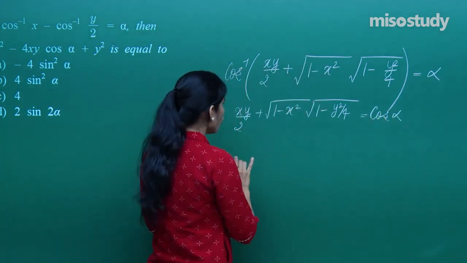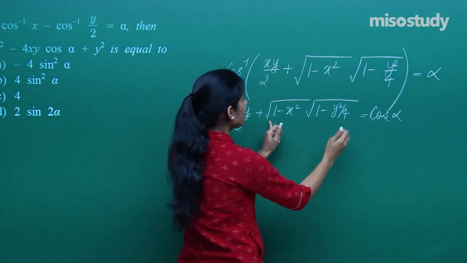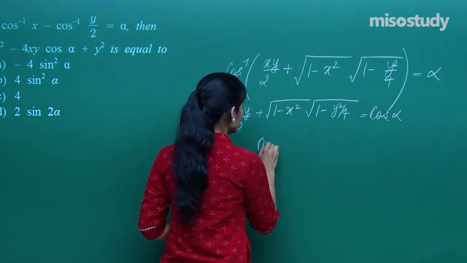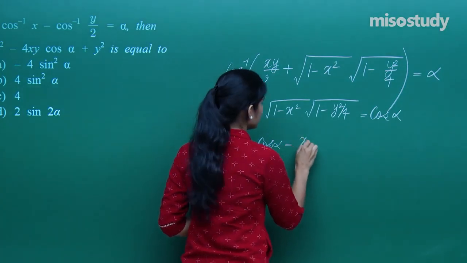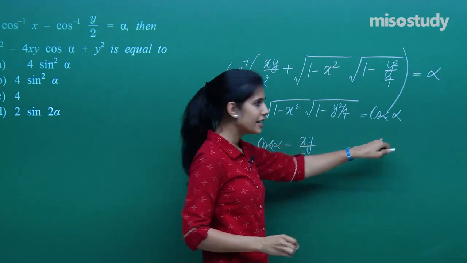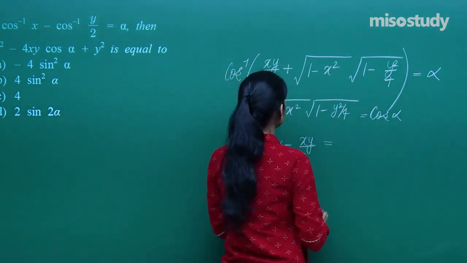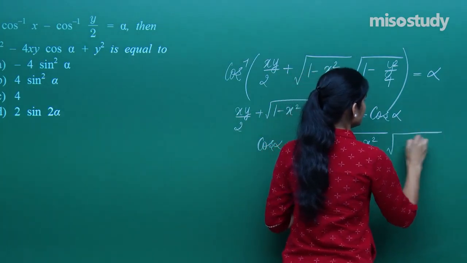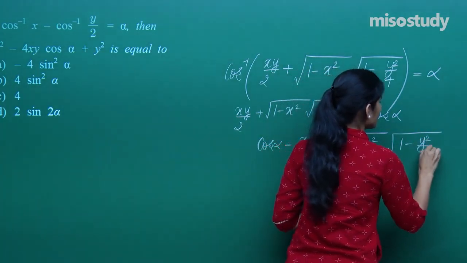Fine. Now over here, if you can very easily see, I want to get rid of these square root signs. So what I do is perform this step. I take xy minus xy by 2 cos alpha and leave these square root sign expressions alone. I get 1 minus x square here and 1 minus y square by 4 here.